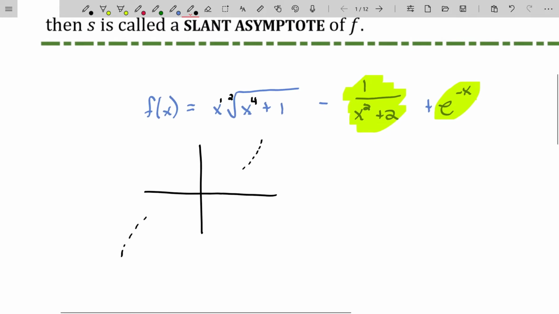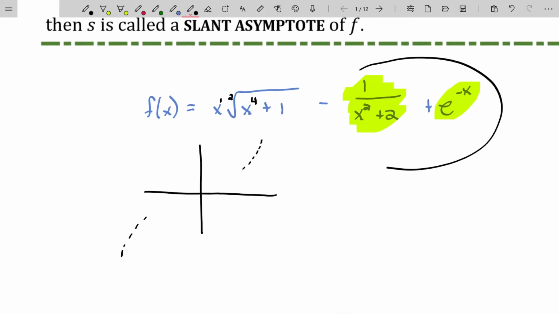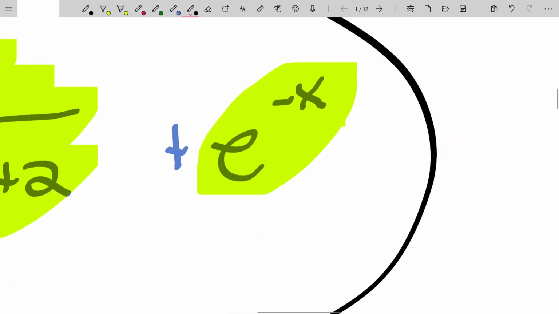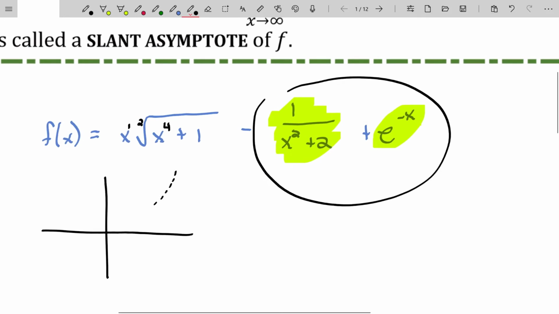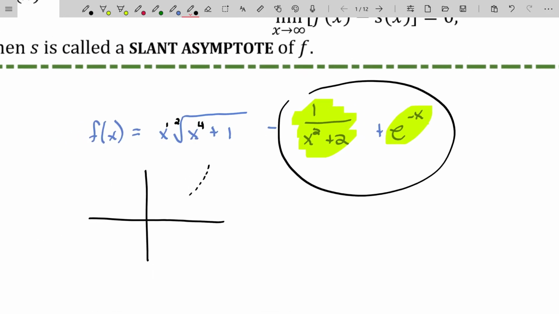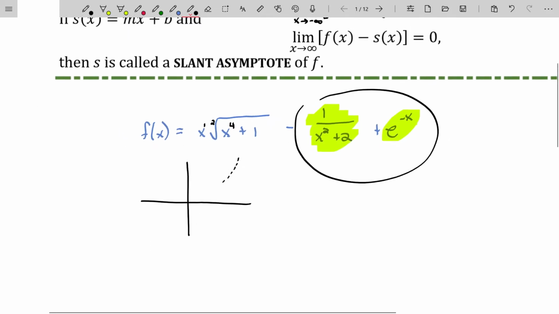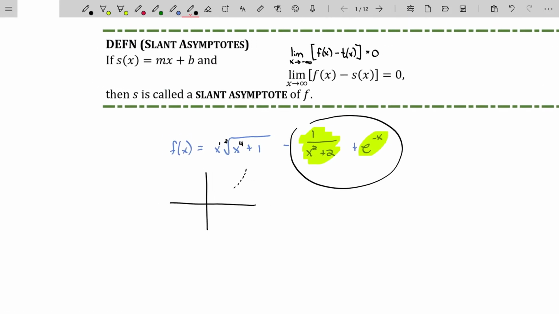The rest of this stuff right here just disappears, actually only in the positive direction, because in the negative direction, e to the negative infinity is e to the positive infinity. That'll blow up. But at least in the positive direction, those two terms disappear, and it'll mimic e to the x, or x to the 3rd power. It's not an official definition. It's just something that might help you with your graphing.